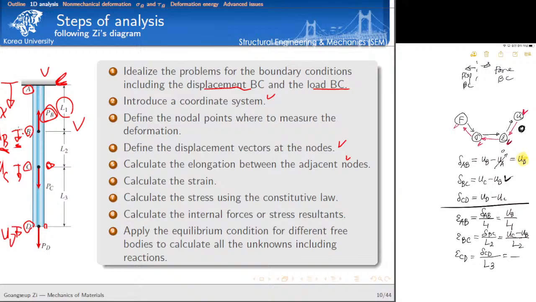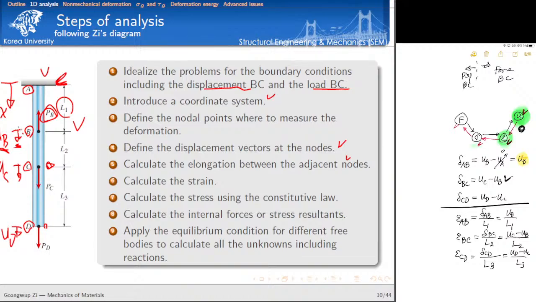This is equal to UD minus UC divided by L3. Isn't it clear, right? So we are here now. We just calculated, starting from the definition of the deformation field, and then we calculated the strain here. Then what's the next step?